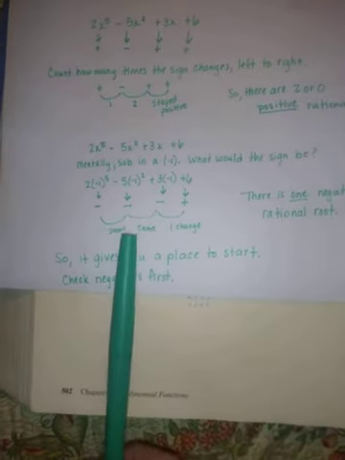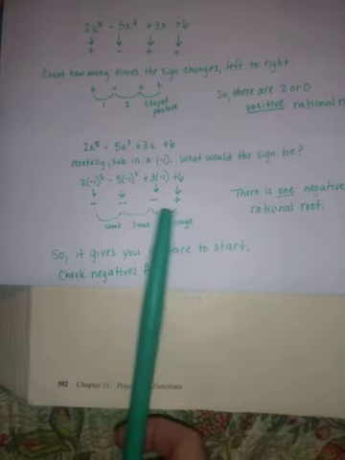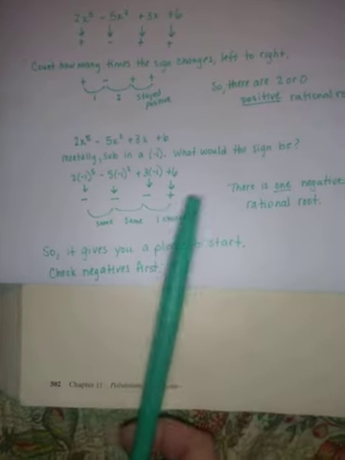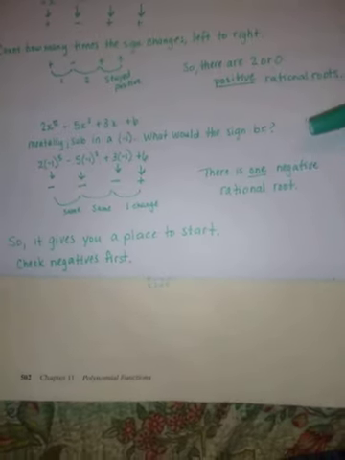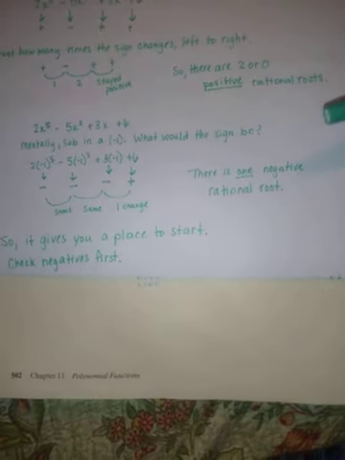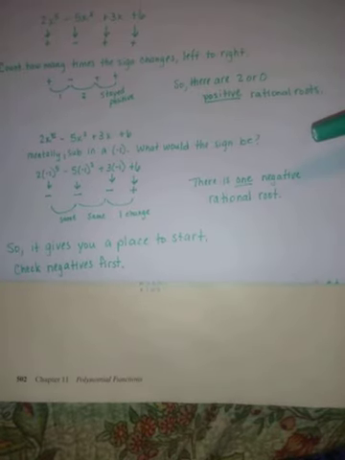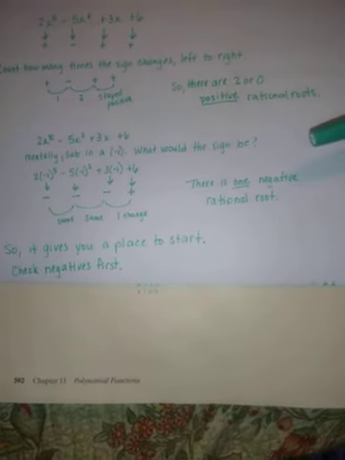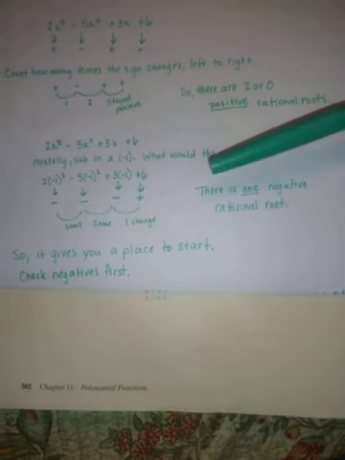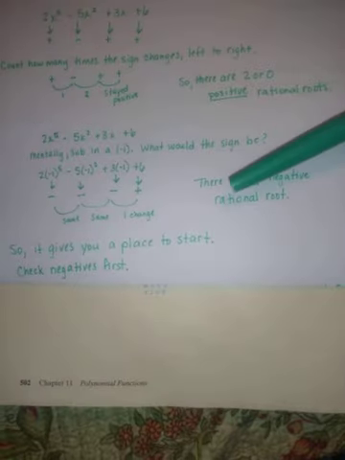So there's only one sign change when we go from negative to positive. Because there's only one sign change, we can't count down any lower, because we would have to take away 2, and it doesn't work that way. We can't have less than 0 roots. So because we have a 1, that means there is 1 negative rational root.